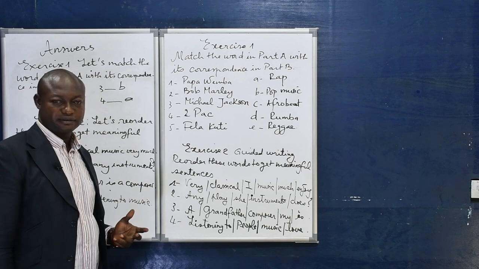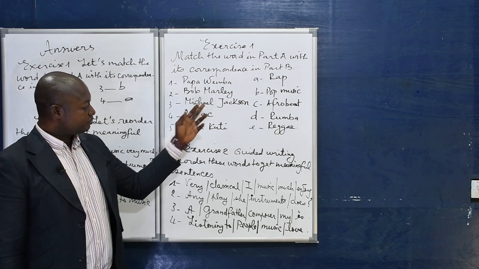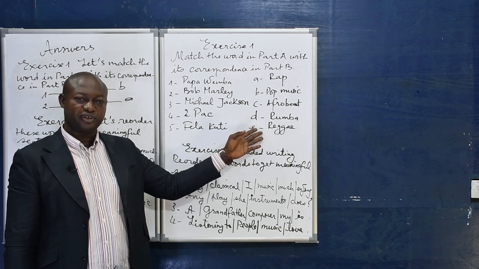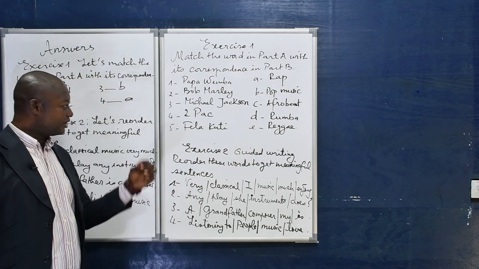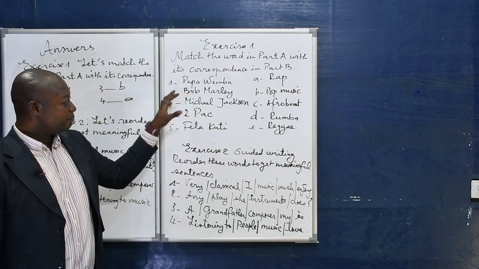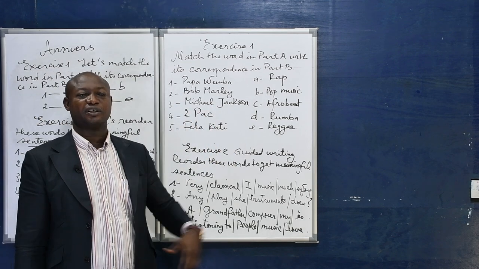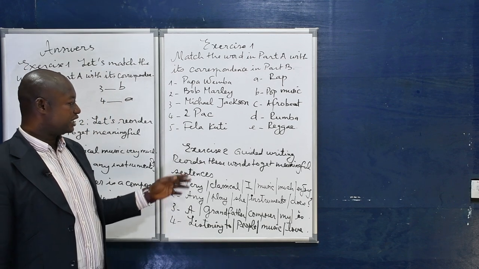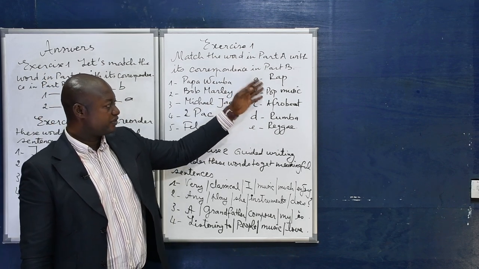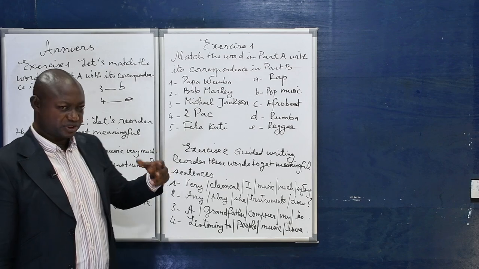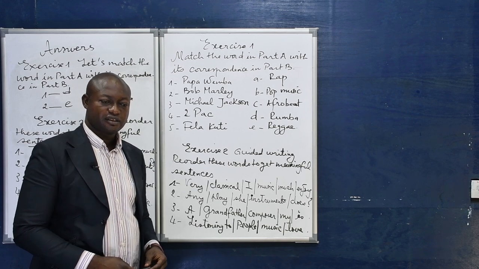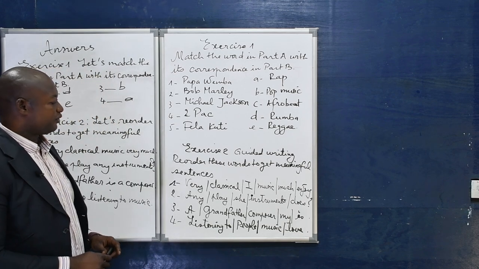What about Bob Marley? Okay, we can associate his name with this kind of music, which is called reggae, because for many researchers, pour beaucoup de chercheurs, Bob Marley is the king of reggae. For Tupac, Tupac is associated with the music genre rap. And Fela Kuti, we have Afrobeat.